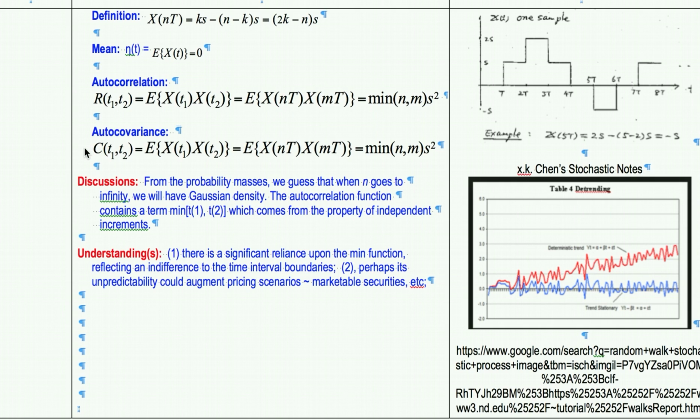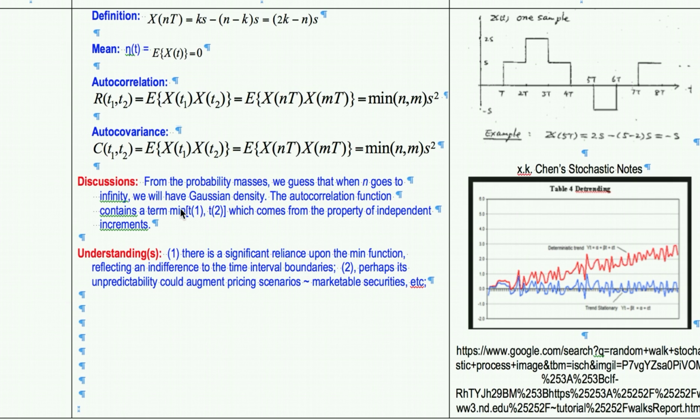The autocovariance C of t1, t2 is equal to the expected value of X1 times the expected value of X2, which in turn is equal to the expected value of X of the quantity n of big T times X of the quantity m of big T, which again is equal to the minimum of n, m times the quantity s squared. From the probability masses, we guess that when n goes to infinity, we will have a Gaussian density.